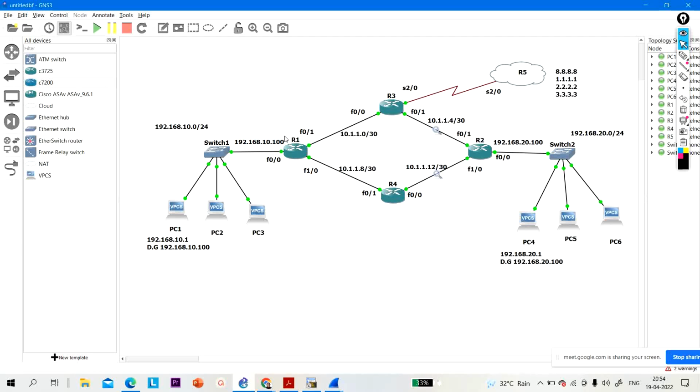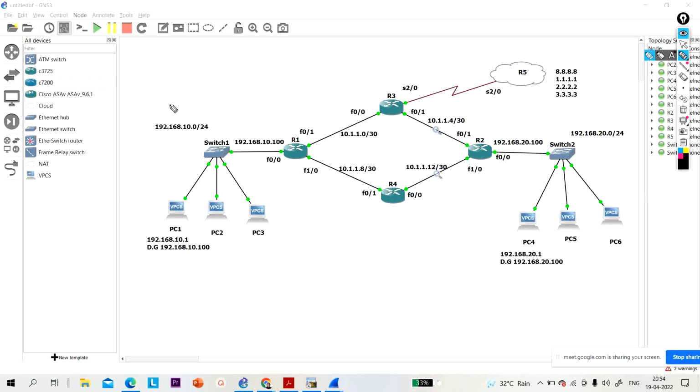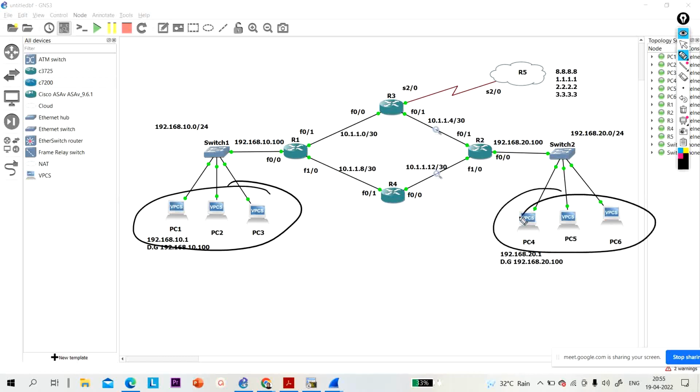Okay, so on the edge router, we will configure a default route. Guys, tell me, by using a default route, can this LAN user communicate with this LAN user with the help of a default route?